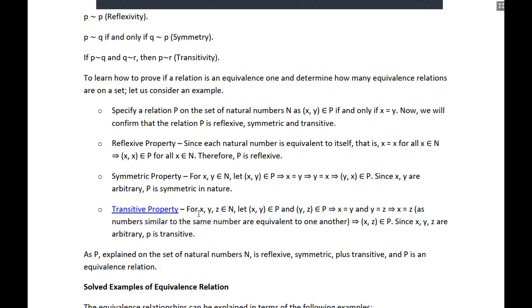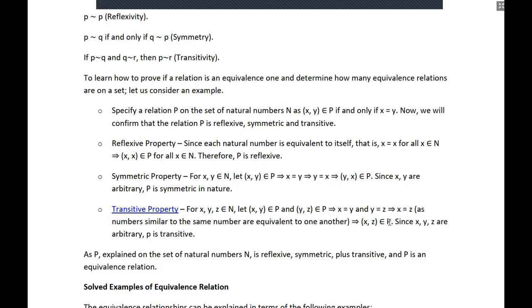Transitive property: if there are three natural numbers x, y, z and we pair them in such a way that (x, y) belongs to P and (y, z) also belongs to P. This implies x is equal to y and y is equal to z, and by the property, if x is equal to y and y is equal to z, then x must be equal to z. So in this way, the ordered pair (x, z) also belongs to the relation P.